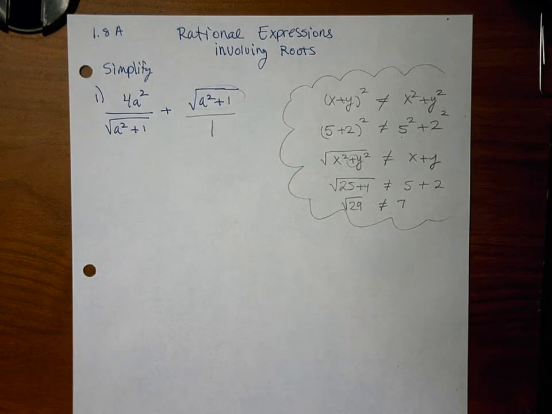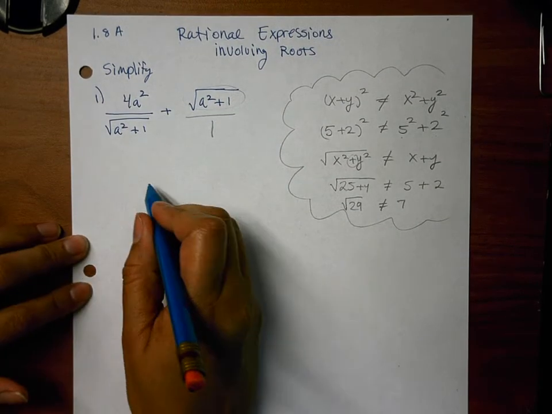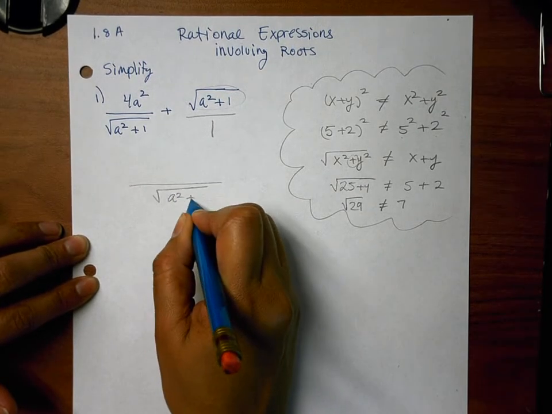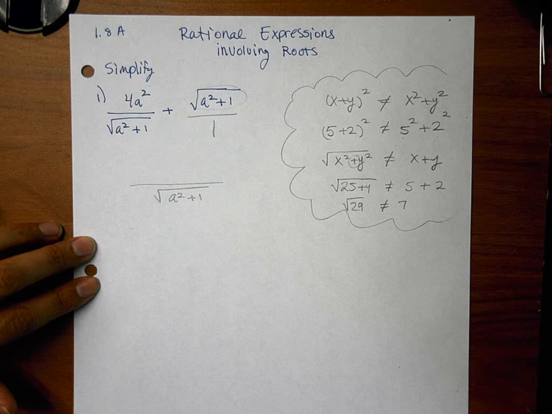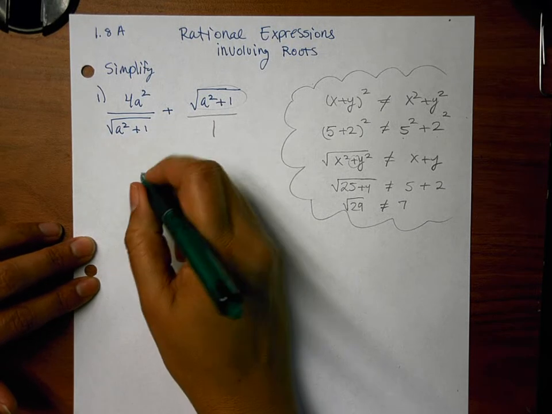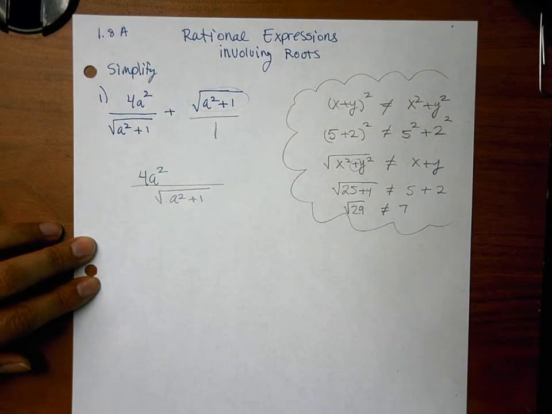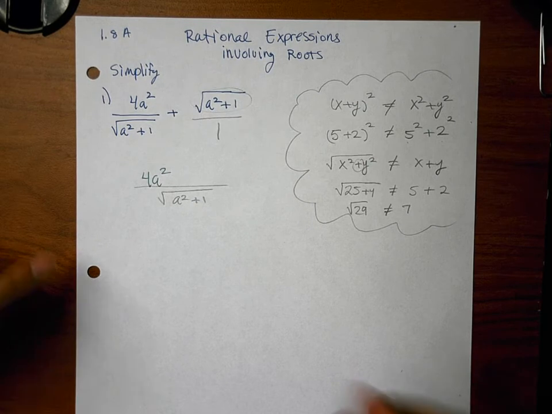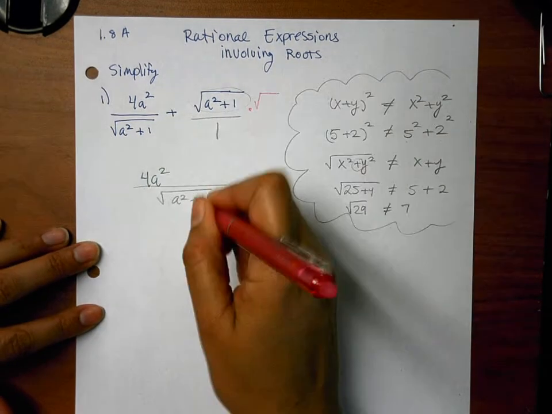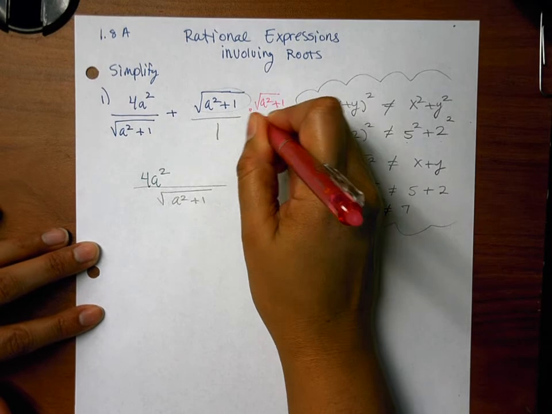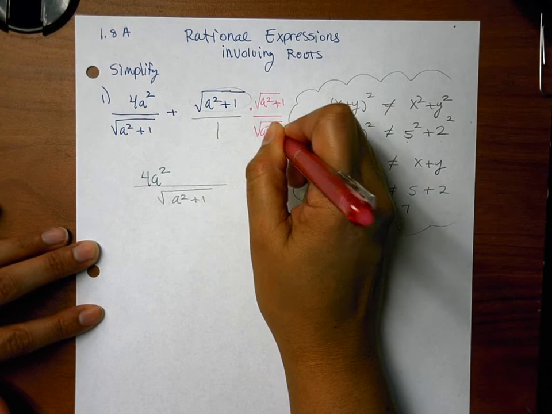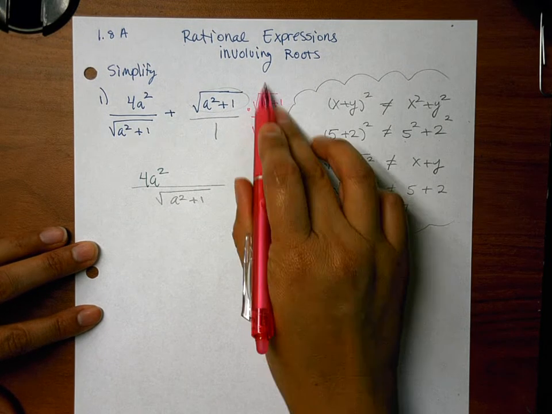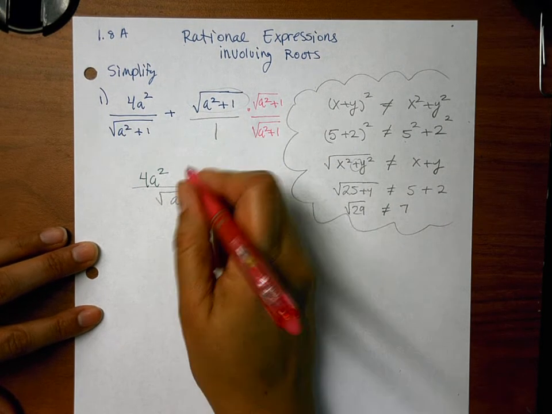All right, so common denominator. My common denominator is the square root of a squared plus 1. And the first one is taken care of. It's going to stay 4a squared. The second one is missing the denominator, the square root of a squared plus 1, top and bottom. Do you see that it's over 1? I need it to be the square root of a squared plus 1. So I multiply top and bottom. The bottom's now the same.